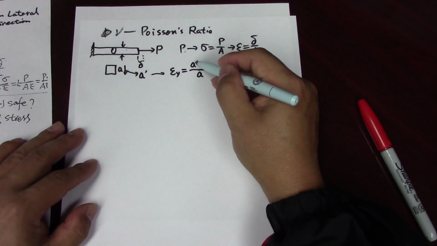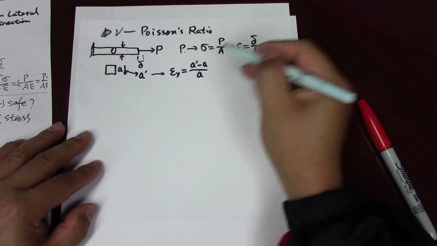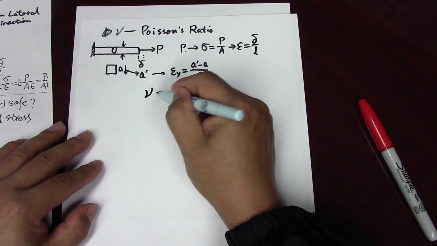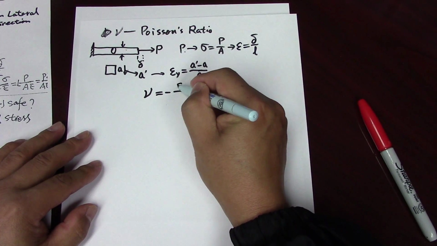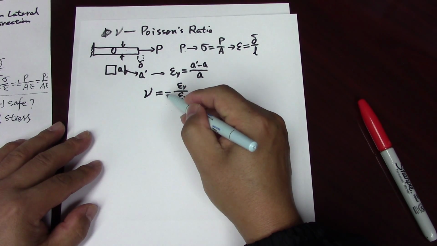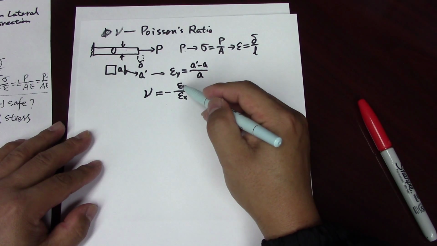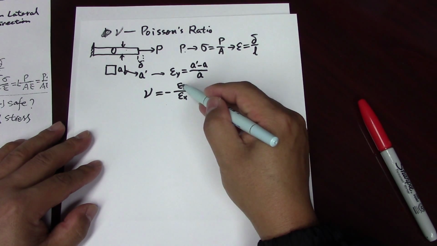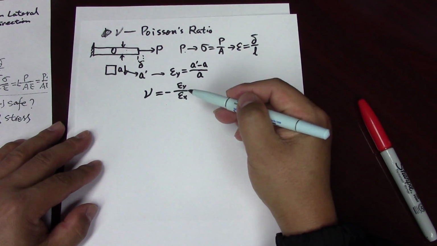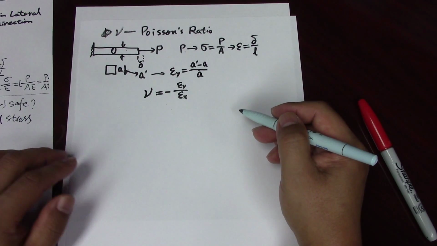And because this is getting smaller, A prime is smaller than A, so this will be a negative value, right? So we define the Poisson's ratio as nu equals minus epsilon y over epsilon x. Okay, so we put a negative sign here because with this ratio, we want to use a positive number, right? Because we know epsilon y is a negative value, therefore this gives us a positive value. Okay, so this basically is the definition of Poisson's ratio.